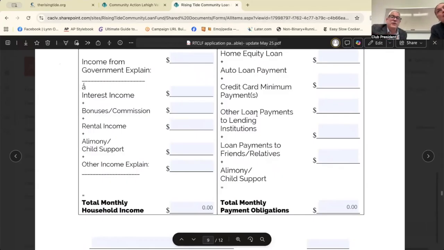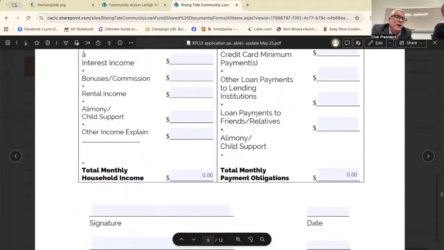Let's just say you pay $100 per credit card, even though the minimum that they're asking is $30, but your minimum is $100. Then you would put $300, because your minimum is $100 per credit card. Okay. That's what I didn't understand about that one.